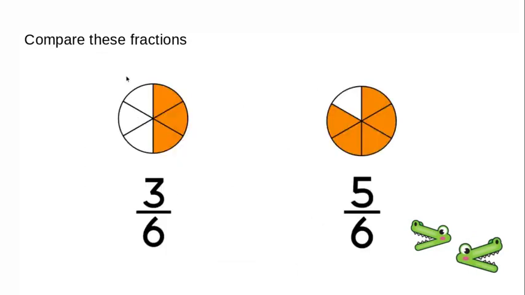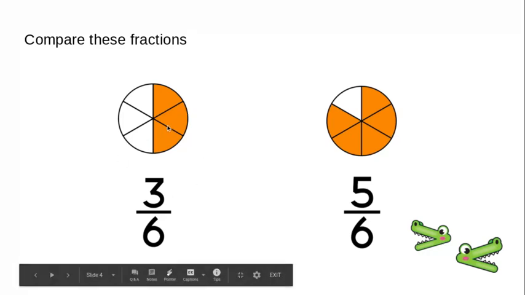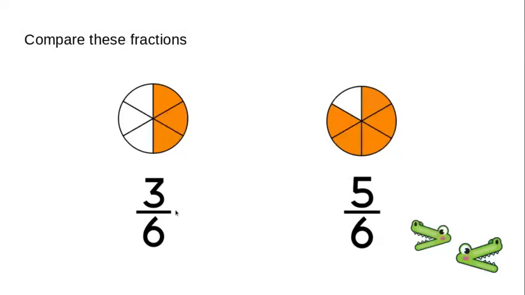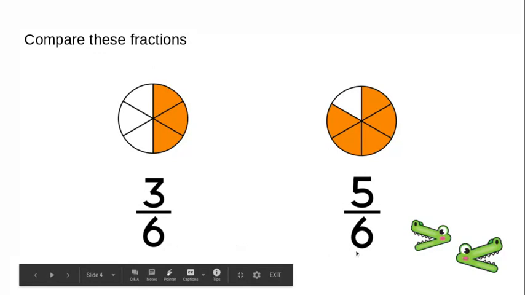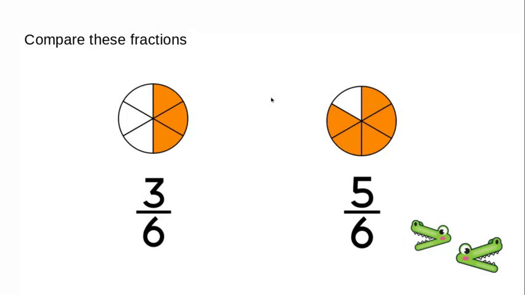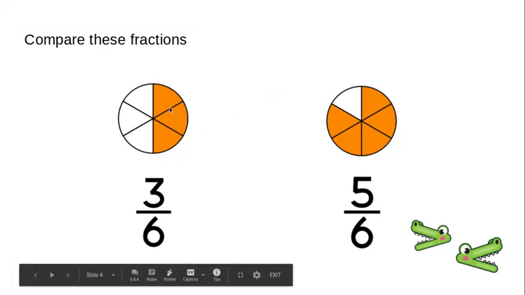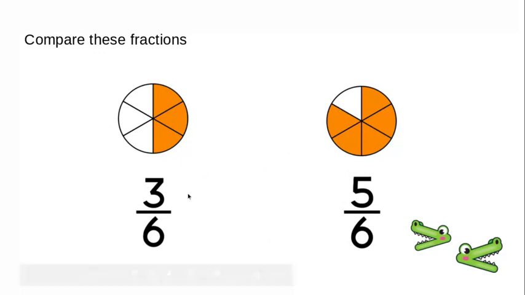Okay, so if we compare these fractions, we have 3/6 and 5/6. So I notice both have the same denominator, right? They're both cut into equal amount of pieces. This one has 3 colored in, this one has 5 colored in. So when I'm analyzing it, I'm visually seeing that this one is less. 3/6 is less than 5/6, right? Or we could say 5/6 is greater than 3/6.